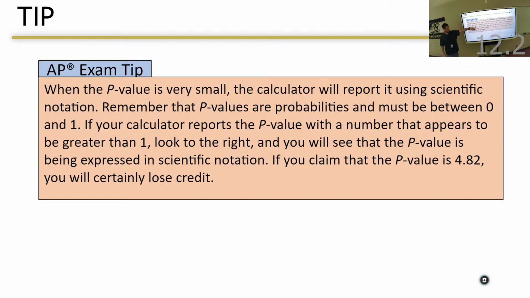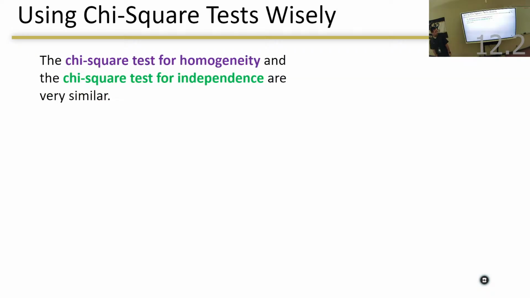This is a big tip, right? When the p-value is very, very small, the calculator will report it in scientific notation. Please just be careful of that. Please be very careful of that.